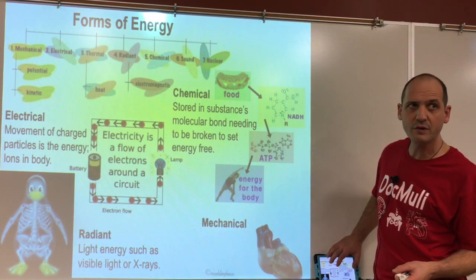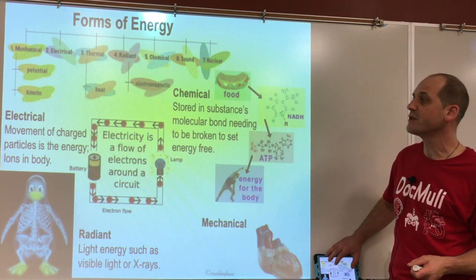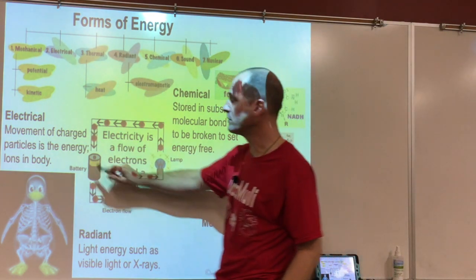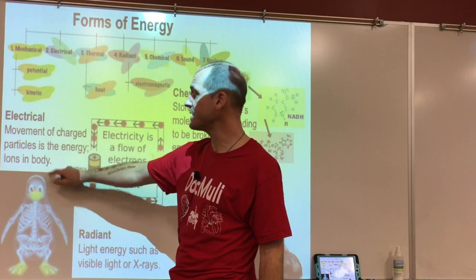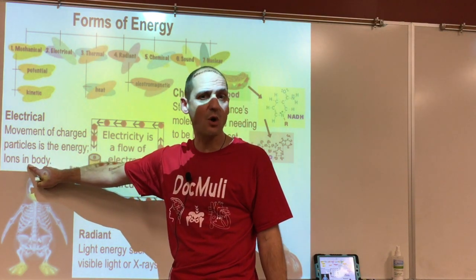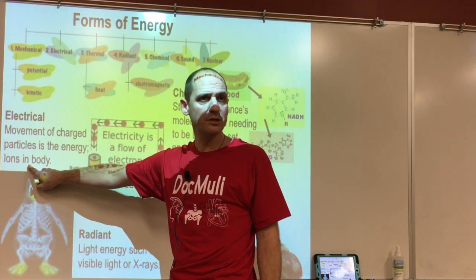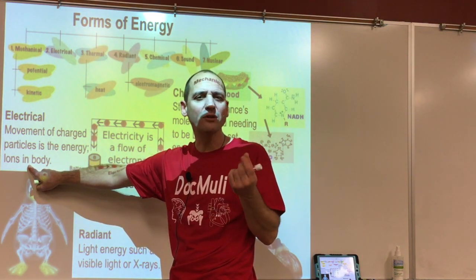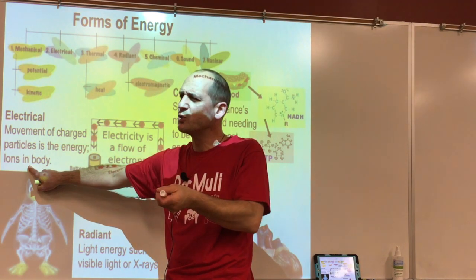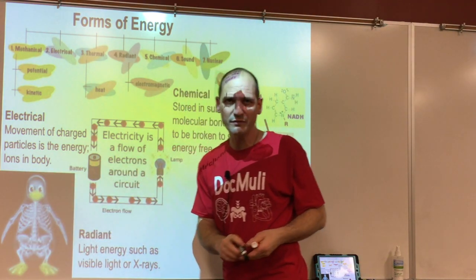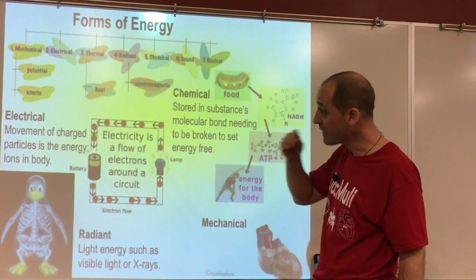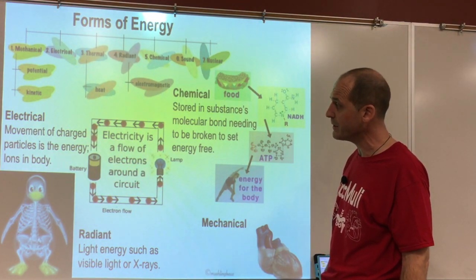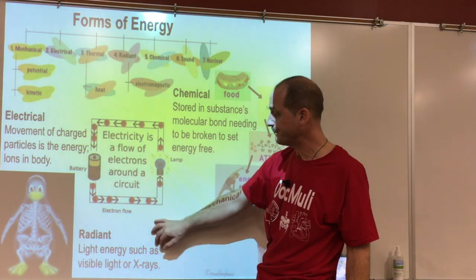And from there, we look at the forms of energy. We have different forms. We have electricity. That's charged particles. In the body, we have ions. We're going to talk about ions. That's the calcium ion, the sodium, the salt. That's the electrolytes, the salty stuff when you sweat. They're charged molecules, so they can conduct electricity a little bit. It's a flow of electrons that is electricity.